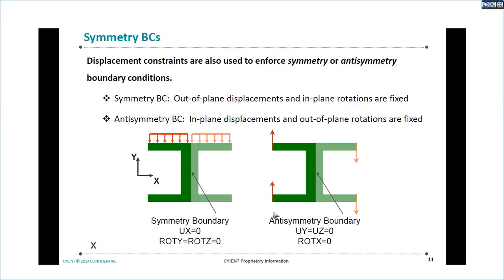On a symmetric basis, constraints are used to simulate symmetry. So we have two options: one is symmetric and another is anti-symmetric. For both, we can use boundary displacement constraints to enforce symmetry or anti-symmetry.